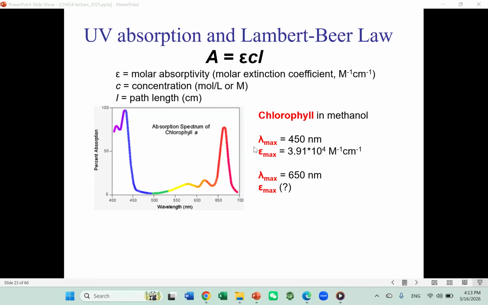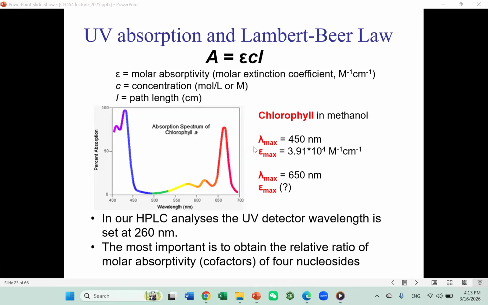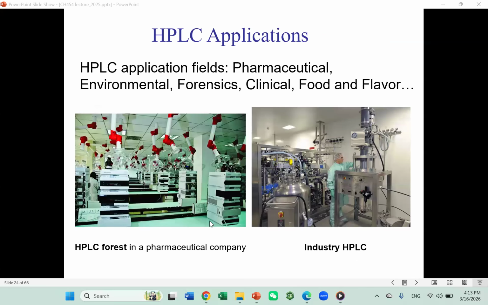And for our DNA project case, we use 260 nanometer to monitor all four nucleosides. Like I said, the most important thing is you need to figure out the cofactors for the individual nucleosides.